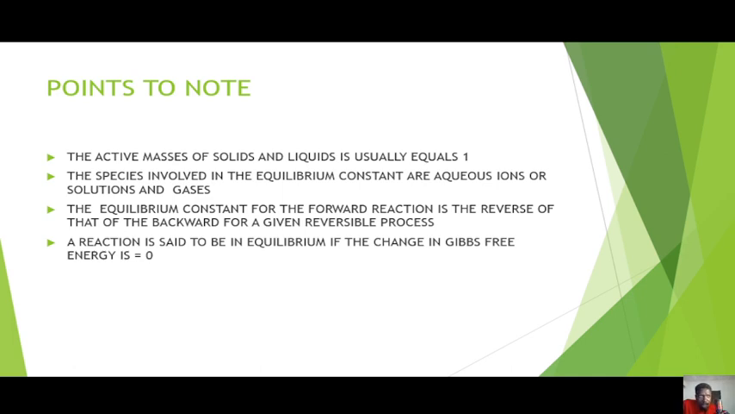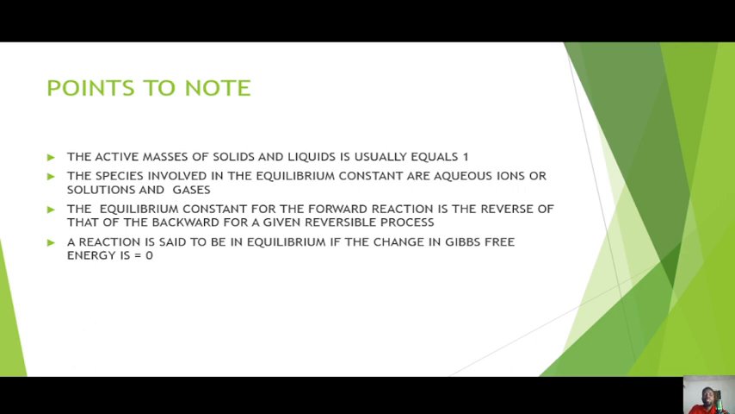The second point that must be noted is that the species involved in equilibrium constants are aqueous ions or solutions and gases. You will not see a solid or liquid in most cases. The only liquid you see is if the liquid is an aqueous solution. Aqueous solutions are represented by aq. So once you see an aqueous solution, a gas or an aqueous ion, automatically it is supposed to be part of the species involved in determining equilibrium constant. But if it is a solid or liquid, its active mass will be equivalent to 1.